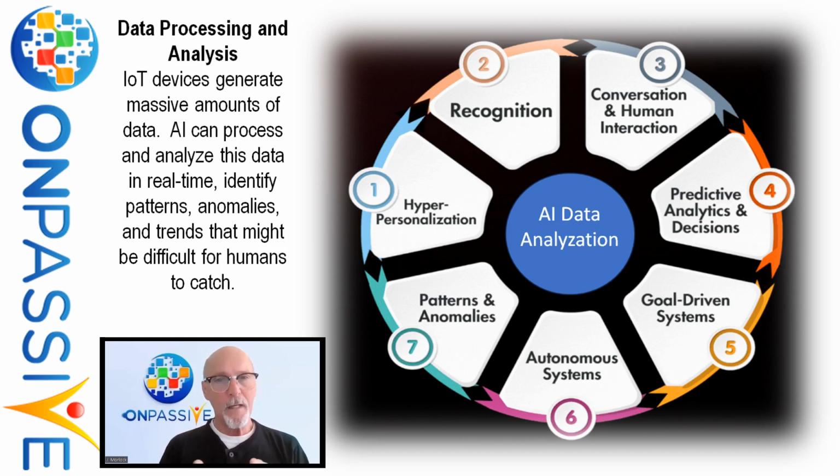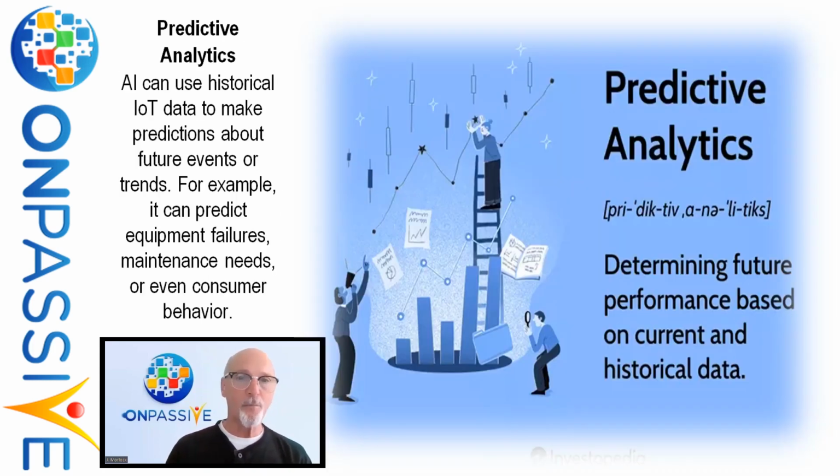The first one is data processing and analysis. IoT devices generate massive amounts of data, and AI can process and analyze that data in real time, identifying patterns, anomalies, and trends that might be difficult for humans to grasp. There's also predictive analytics. AI can use historical IoT data to make predictions about future events or trends. For example, as we mentioned, it could predict equipment failures or maintenance needs and such.